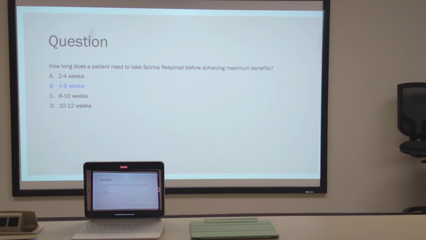So it usually takes about 4 to 8 weeks for someone to start seeing maximum benefit from using Spiriva. The reason I put this question here is because I have a handful of patients on Spiriva. It's good to know how long it usually takes for patients to get an effective medication, so that when they come to you and they've only been on it for a week or two, you can use that as an opportunity to counsel them that it takes a while before you start seeing an effect.